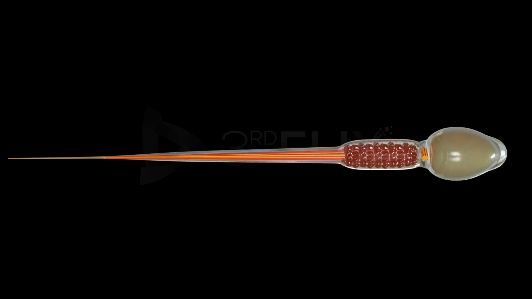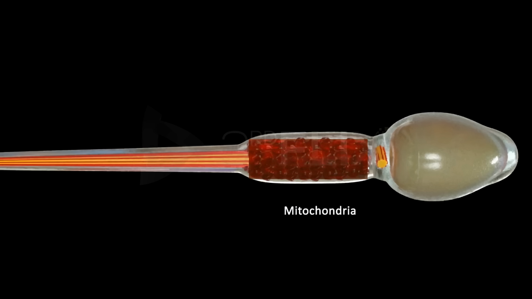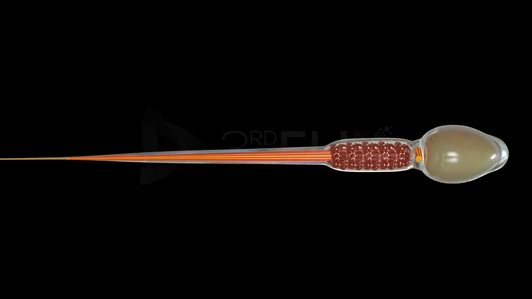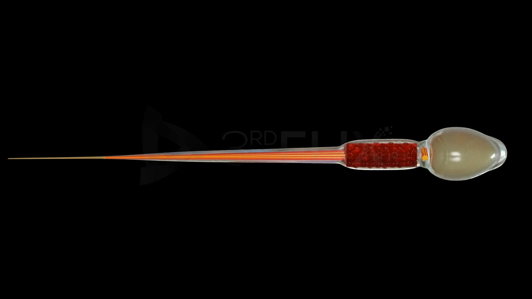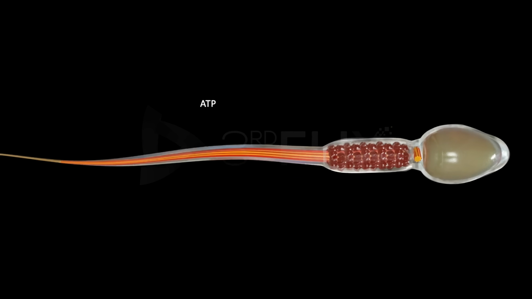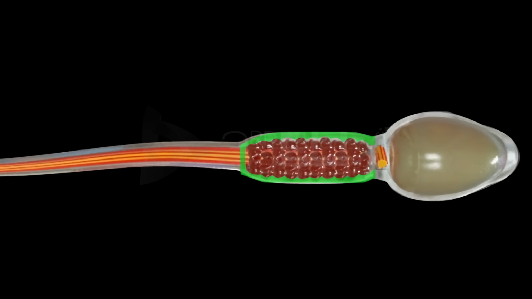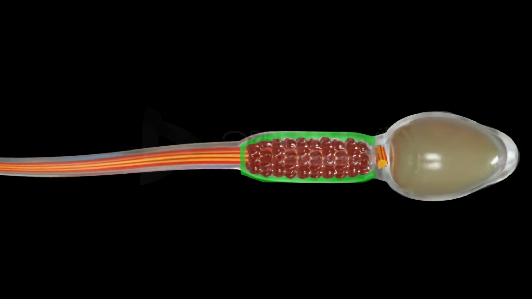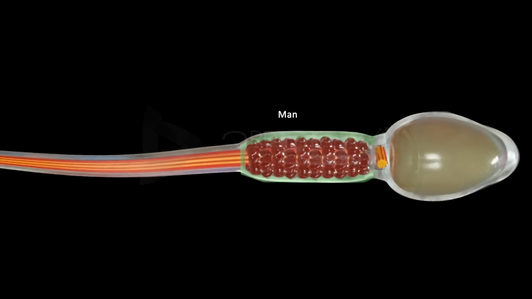The middle piece has a large number of mitochondria. These mitochondria are spirally coiled around the central axoneme that passes through the middle piece. The sheath of spirally coiled mitochondria is called Nebenkern. The mitochondria produce energy for the movement of the tail. The cytoplasm forms a thin sheath in the middle piece. This sheath is called manchette.